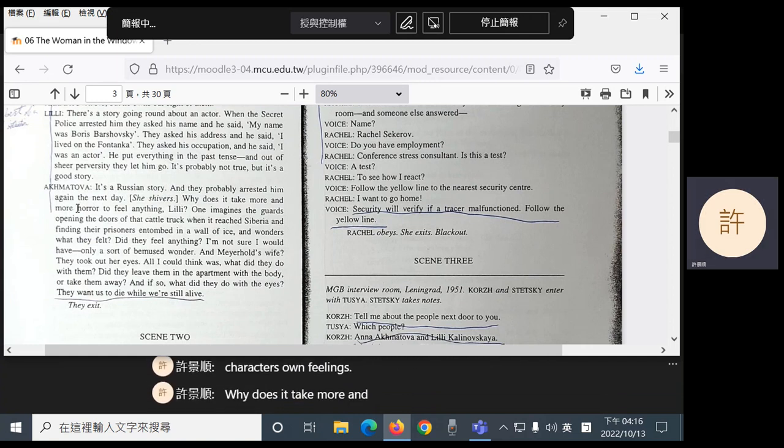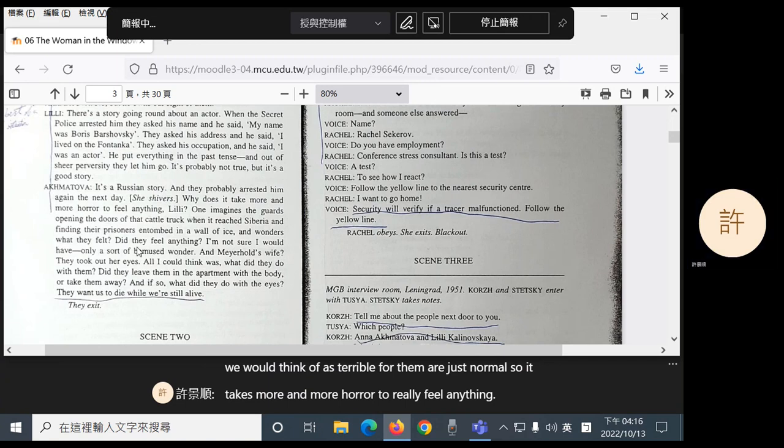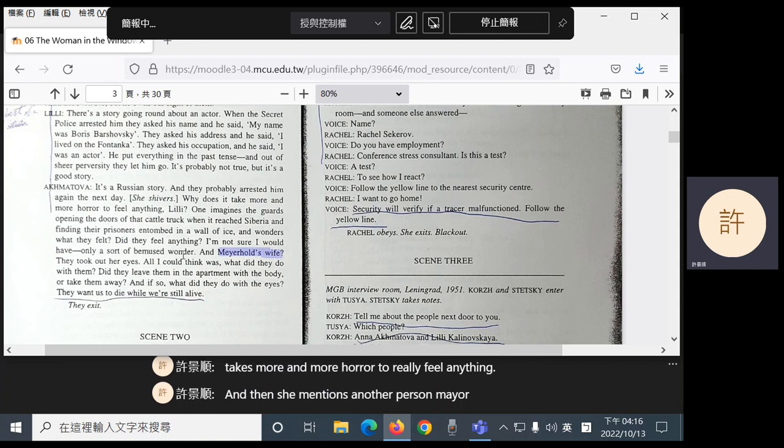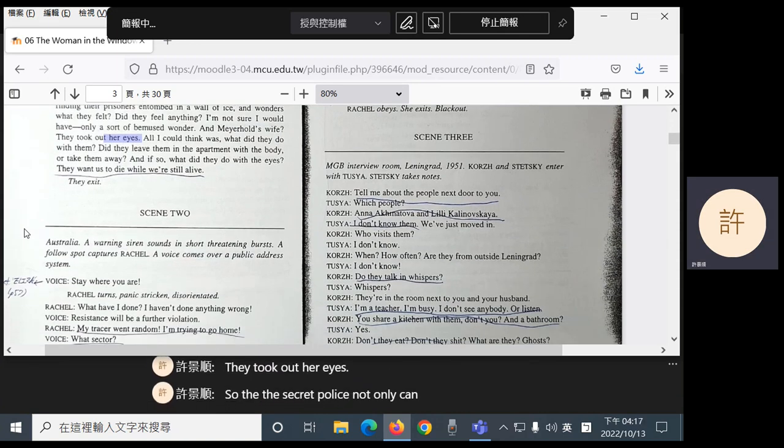Why does it take more and more horror to feel anything? So like the life in this society is so terrible that things that we would think of as terrible for them are just normal. So it takes more and more horror to really feel anything. And then she mentions another person, Mayor Holt's wife. They took out her eyes. So the secret police not only can kill you, they can also torture you. All I could think was, what did they do with them? So this society is so terrible that when something as bad as the police taking out a person's eyes happens, Anna is no longer shocked. All she feels is a kind of curiosity.